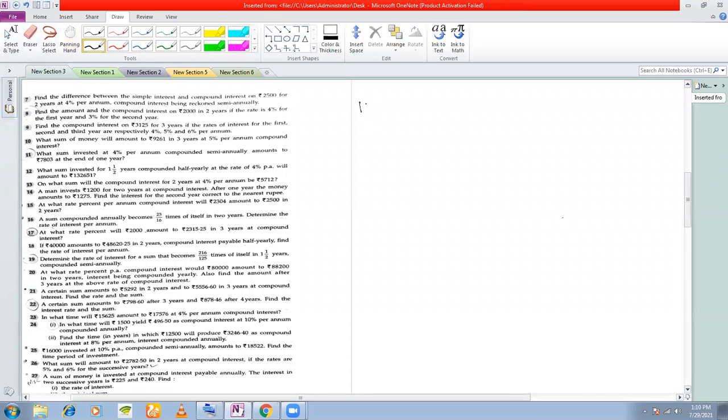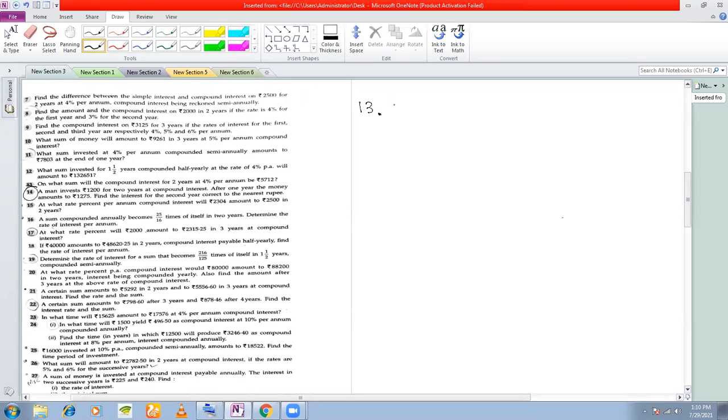Number 13. On what sum will the compound interest for 2 years at 4% per annum... Okay, this I have done already. I'll do number 14 then. Okay, this is number 14. A man invests 1,200 rupees for 2 years at compound interest. After 1 year, the money amounts to rupees 1,275. Find the interest for the second year correct to the nearest rupee. Okay, so you have to find out the interest for the second year.